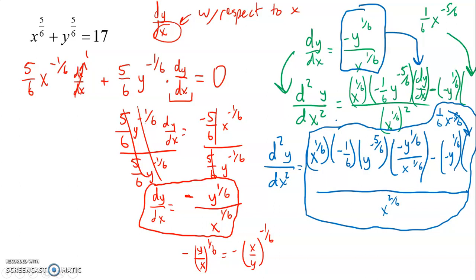The most common mistake is that kids are putting parentheses in the wrong place. For example, one error I saw was instead of writing it like this, they would say negative 1/6 y to the negative 5/6 power. The problem is the negative 1/6 is not going to the power of negative 5/6, so that would be wrong. Only the y is going to the power of negative 5/6.